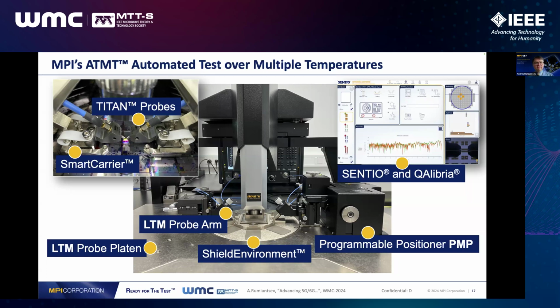Also, a system can be configured with programmable positions with specific algorithms of MPI software. We don't need to have programmable positions for every measurement port. For instance, we can do successful automated measurements on a full four-port system with three positioners only. And we have special algorithms for calibration and probe-to-pad alignment embedded in Sentio probe control software and Calibria system calibration software.